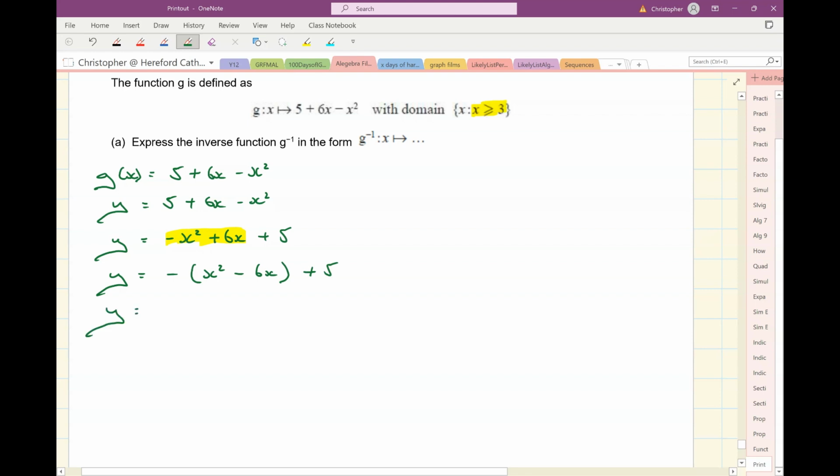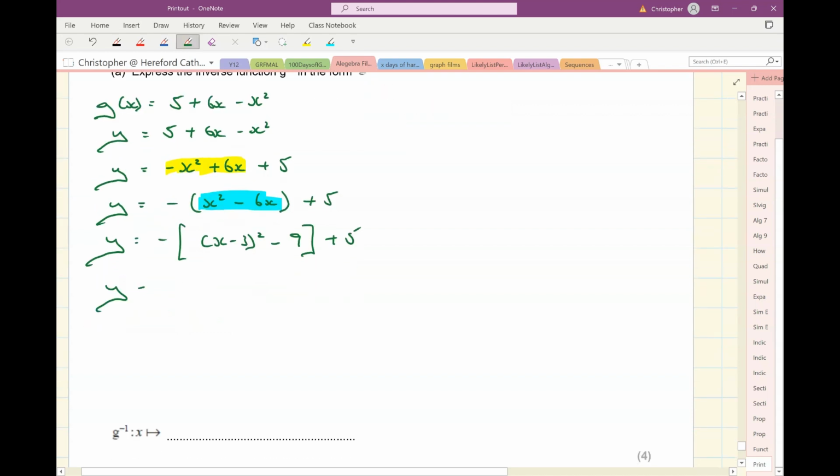Now I'm ready to complete the square on this expression here. So I'm going to have minus, open the square bracket, (x minus 3) squared. That gives me x squared minus 6x plus 9, so I'll minus the 9. Okay, y equals, multiply out that square bracket, minus (x minus 3) squared plus 9 plus 5. So y equals minus (x minus 3) squared plus 14. And now I think I'm ready to make x the subject.